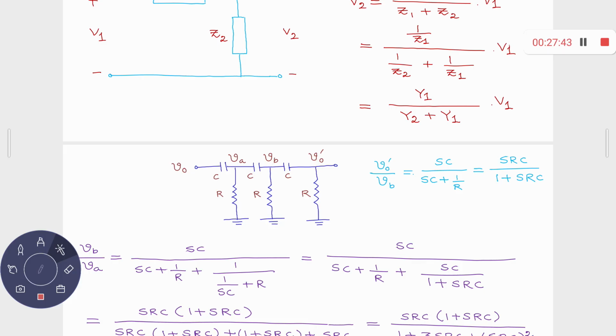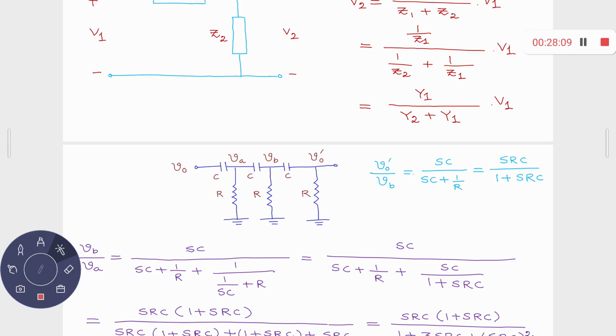So it becomes R. Because whenever you connect, then R dash, RB, R pi, they are coming in parallel, and then ultimately it becomes R. Okay. So we need to calculate V0 dash by V0.